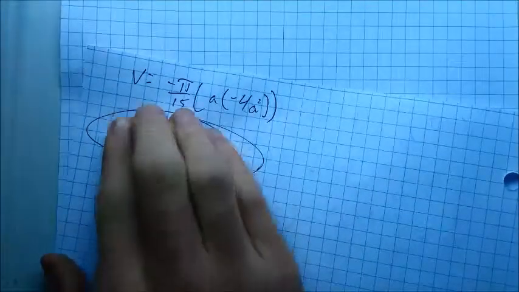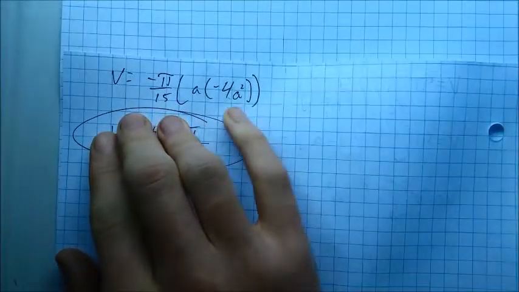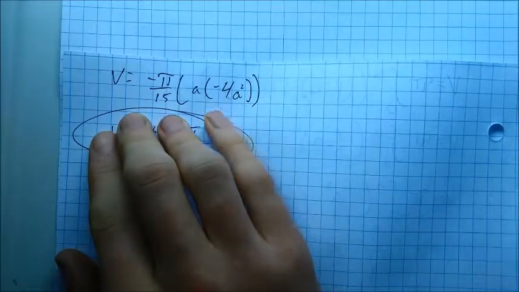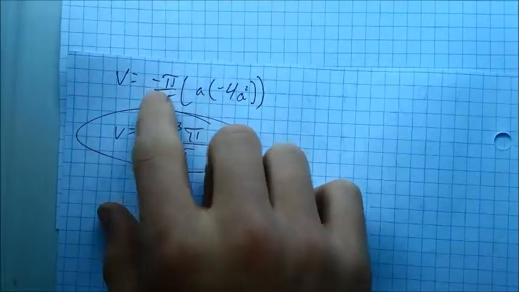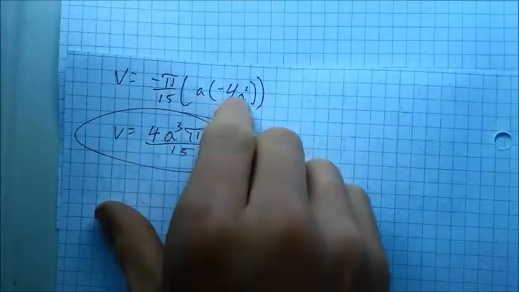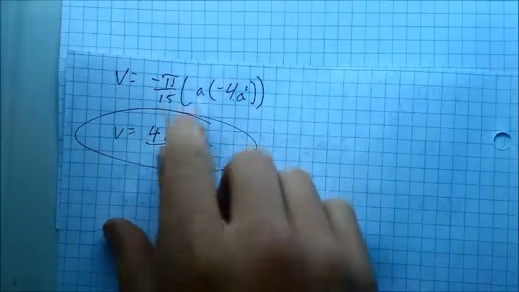So if I just go ahead and turn this over, I can't find my paper. If you have negative 4a squared inside there, well, this negative here and this negative here are going to cancel. You're going to get positive 4a cubed over 15. Positive 4a cubed pi over 15.